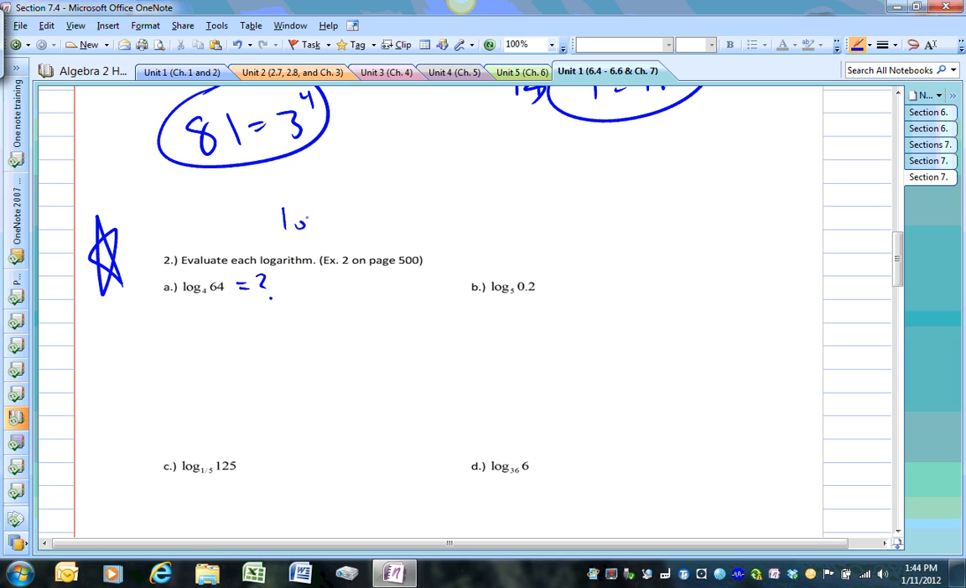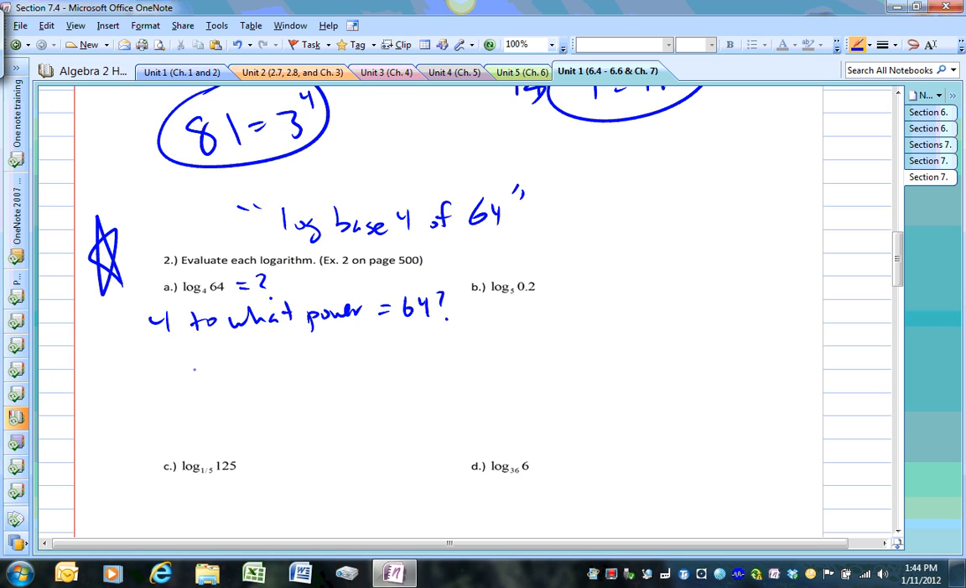And again, the way we say it is log base 4 of 64. What does that equal? So really what you're asking yourself is the following: 4 to what power equals 64?